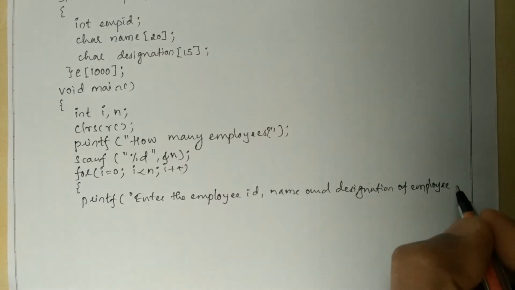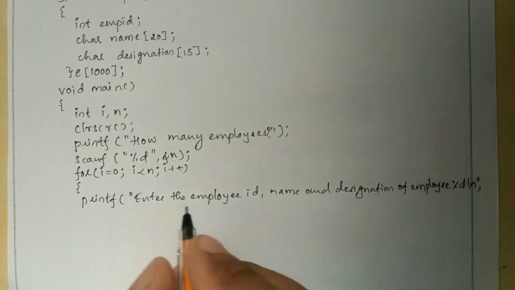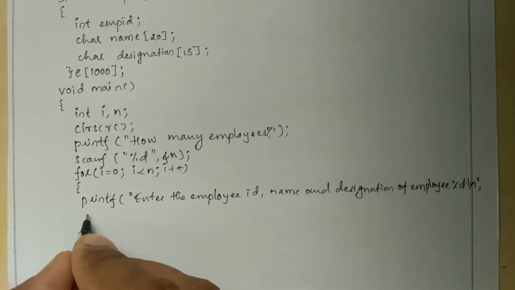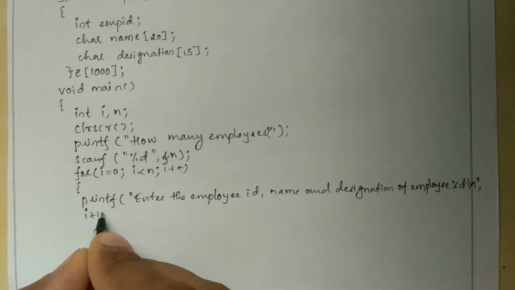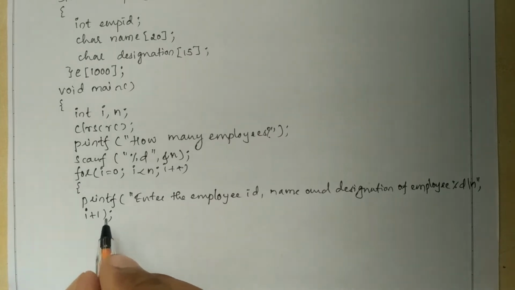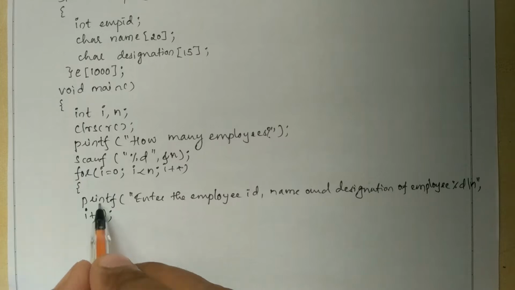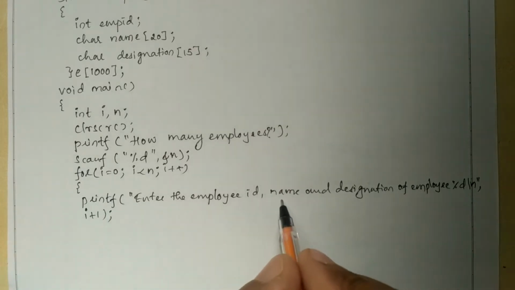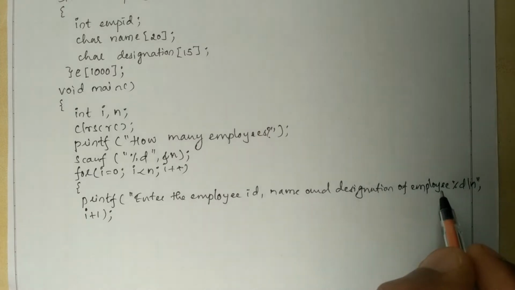I'll write here %d \n, end the double quotation mark, put comma. I don't have space to write here, so I'm going to continue down to the next line. I'll write i plus 1 and then closing brace, put semicolon. So here i plus 1 means 0 plus 1. For the first time it gives me 1. So it prints enter the employee ID, name and designation of employee 1.